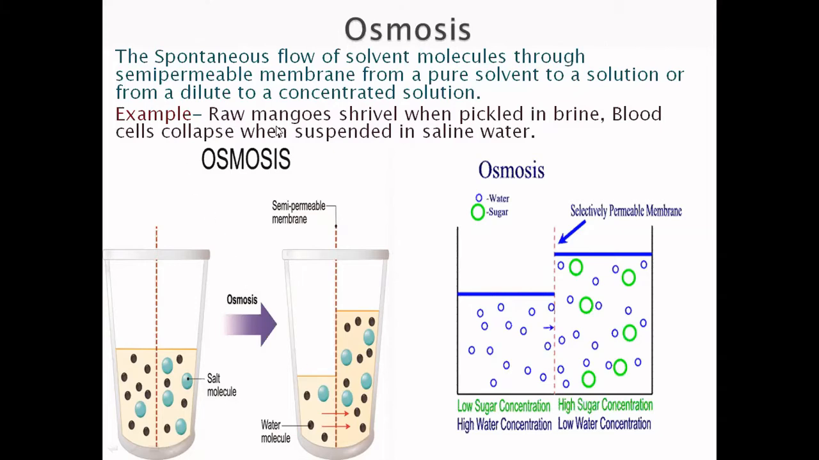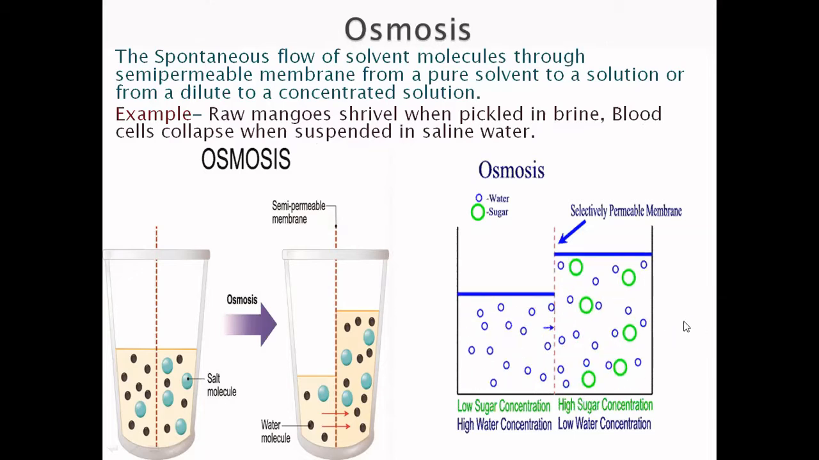Now see the example. Raw mango shrivels when pickled in brine. Brine means salt solution. Similarly, blood cells collapse when suspended in saline water. Or you must have seen flowers, they get revived when they are placed in fresh water. Now look into this figure. In this figure, it can be seen that again osmosis is taking place.